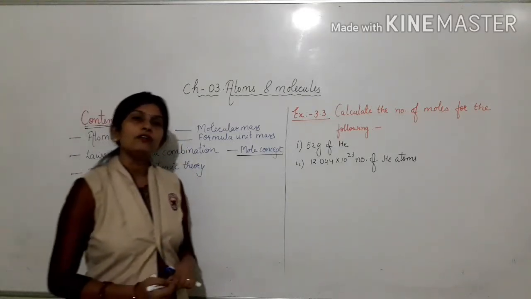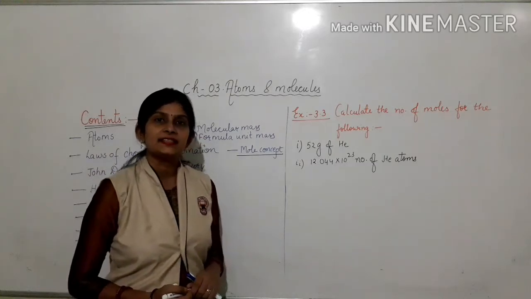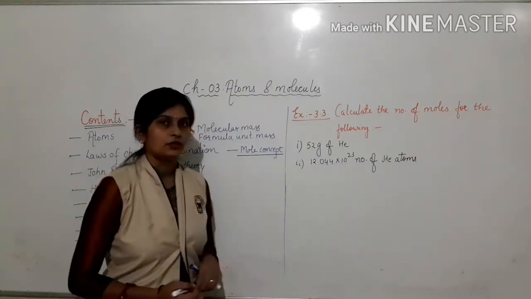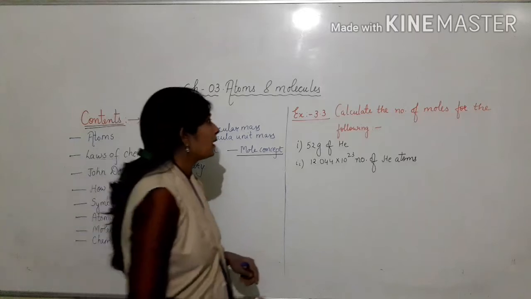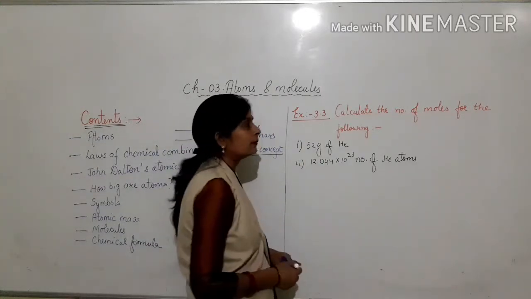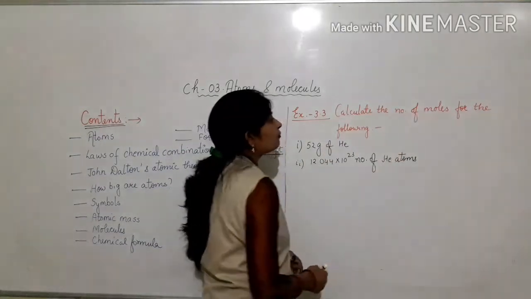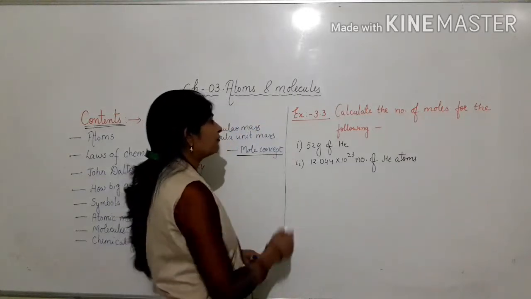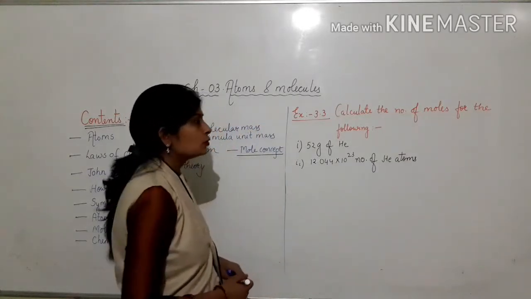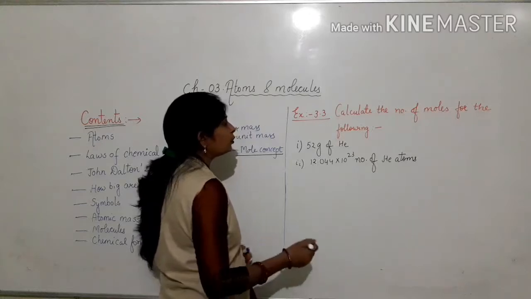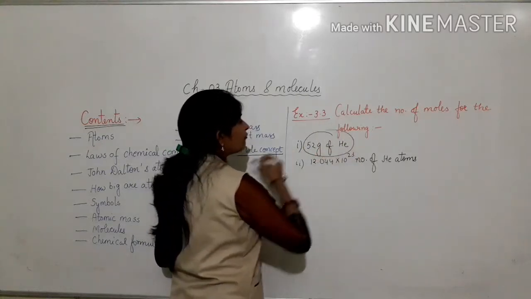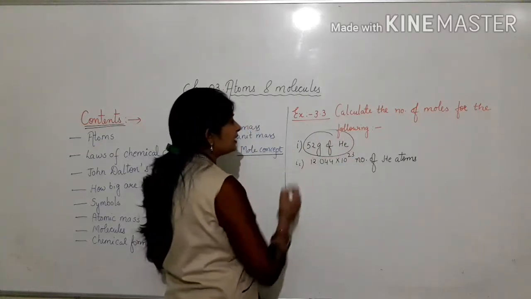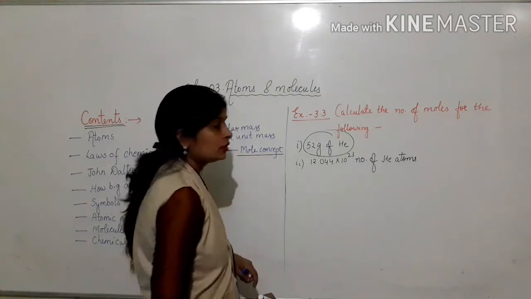Today we will solve examples and exercises based on the mole concept. See, Example 3.3. Calculate the number of moles for the following. First part, 52 gram of helium. So we have to calculate the number of moles present in 52 gram of helium.